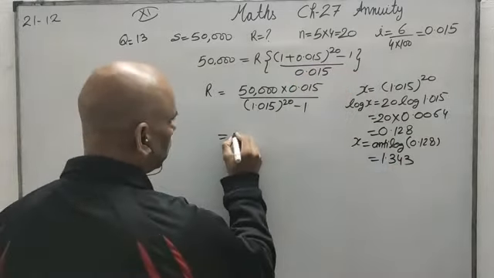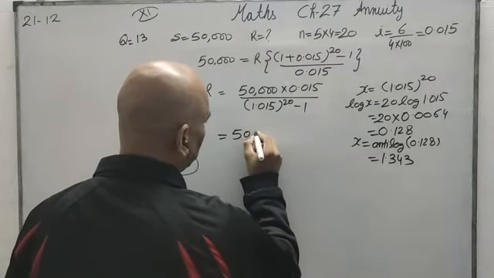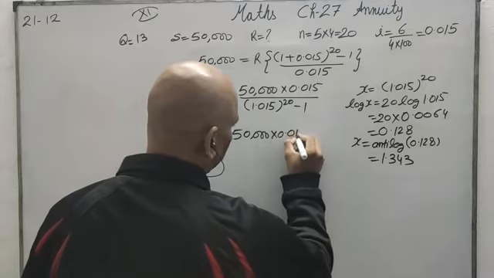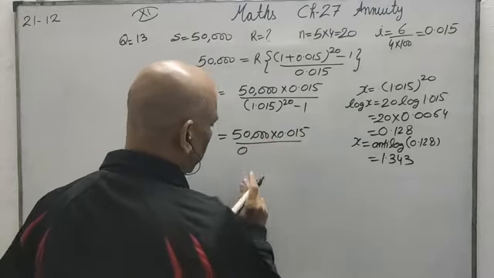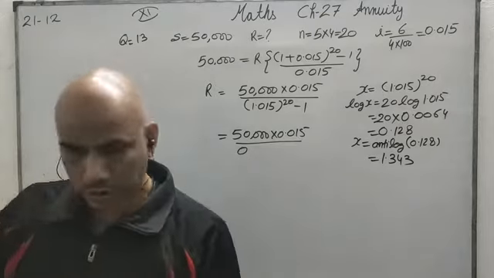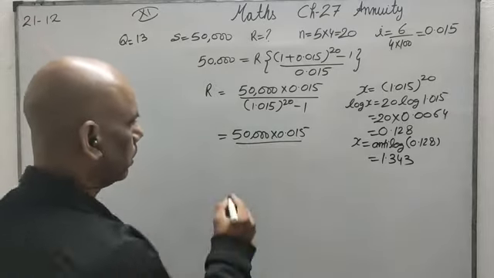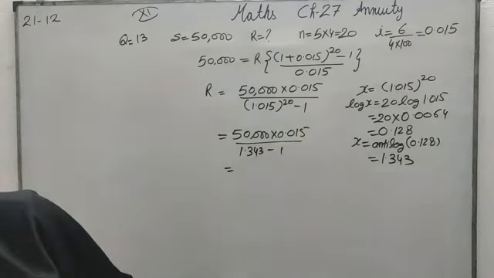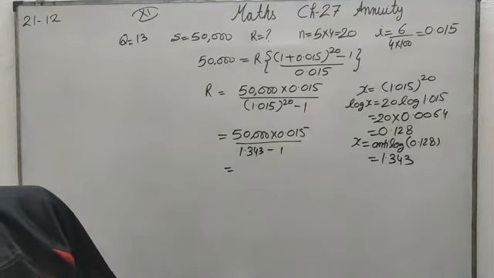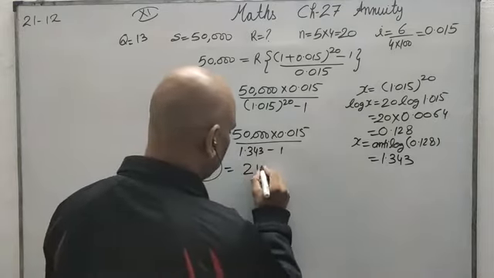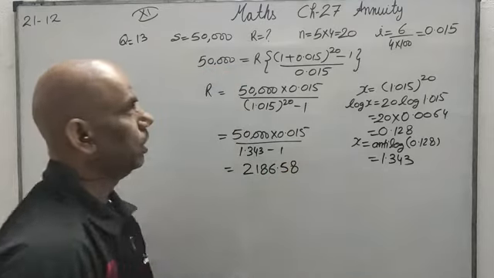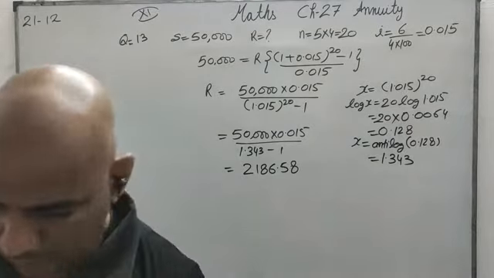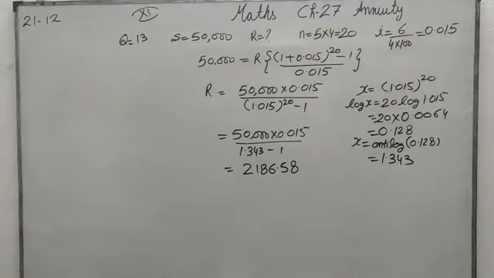So that value we will use here: 50,000 into 0.015 upon 1.343 minus 1, that is 0.343, and on solving that we got 2,186 rupees 58 paisa. So this way, if he is investing 2,186 rupees 58 paisa for the next 20 quarters, he is going to have this much amount.